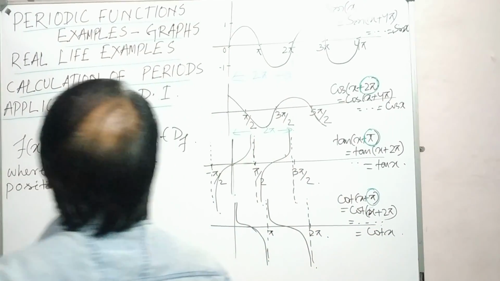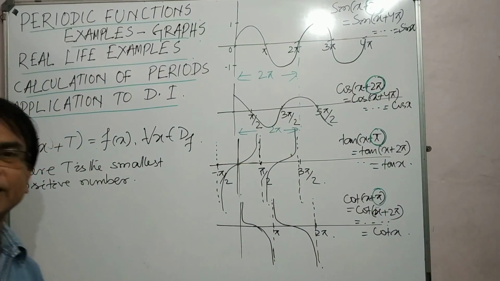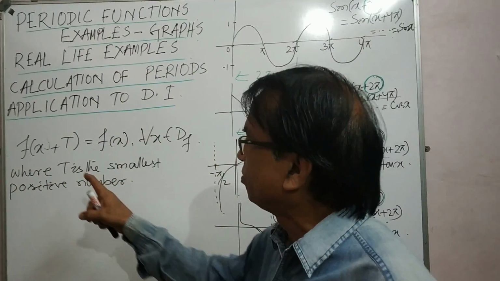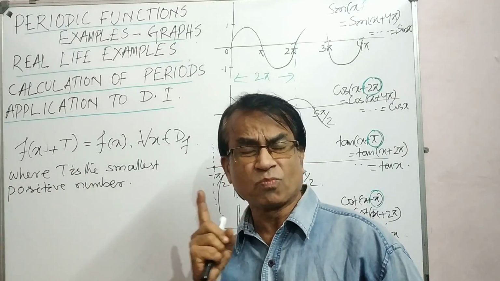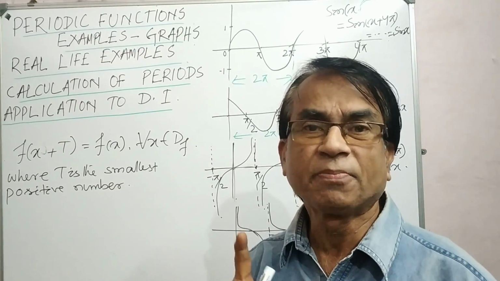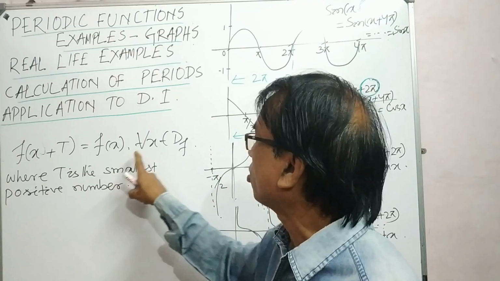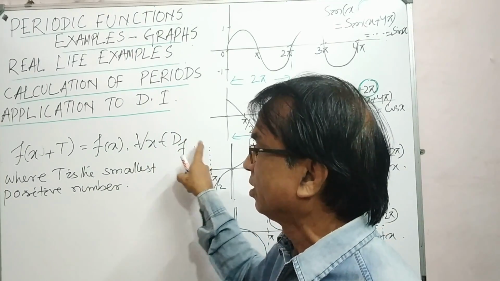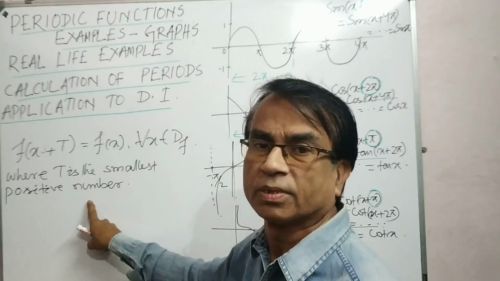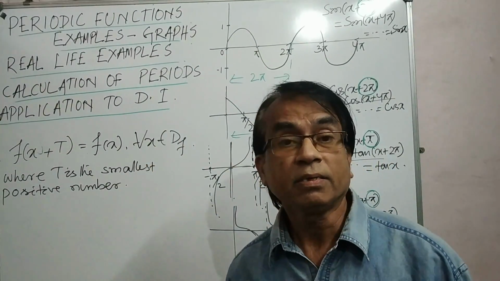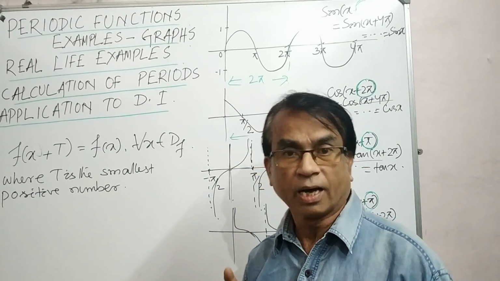Now, a function is said to be periodic if there exists a smallest positive number T such that f of x plus T is equal to f of x for all x belonging to the domain of f, where T is the smallest positive number. Let us look at this. All trigonometric functions are periodic functions.